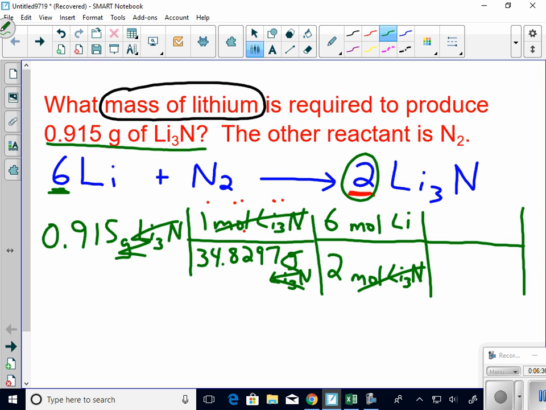But I'm using different values. So what am I putting on the bottom? 1 mole of lithium. What goes on the top? My molar mass. Somebody peek on their periodic table. Mine's back there. What's the molar mass? 6.9 something, right?